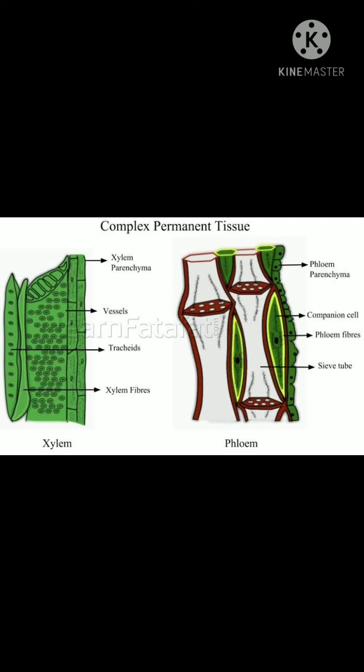This is phloem tissue. The left side you leave out, that is xylem. On the right side you see this gray colored one is the sieve tube cells, and the green colored one associated with them is the companion cells, and thinly connected with that is the phloem parenchyma tissue.